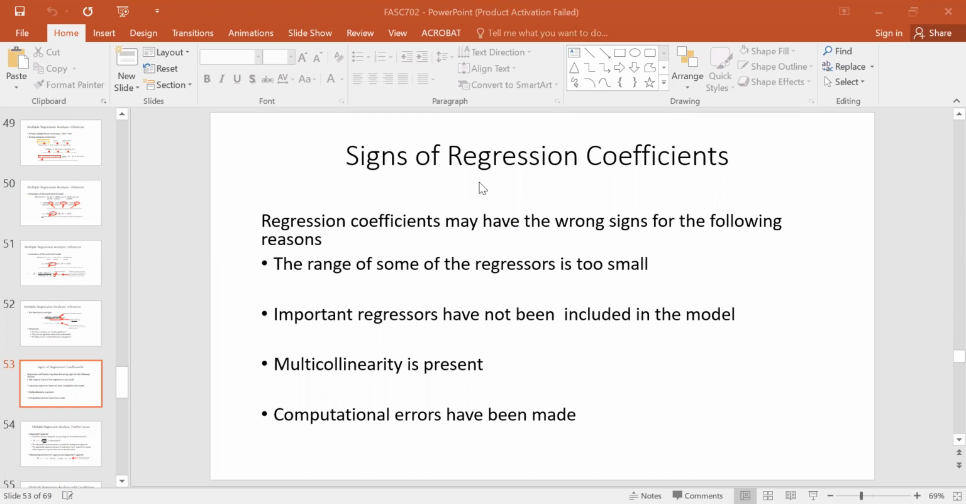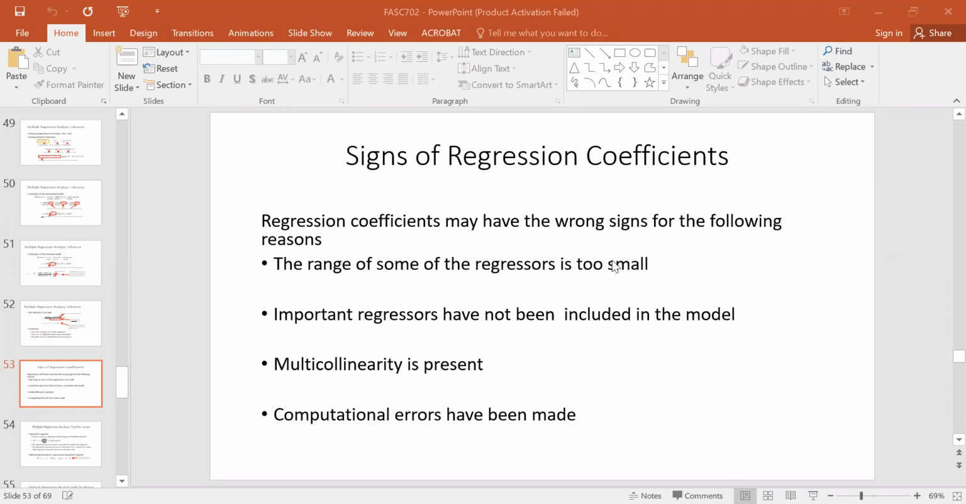So that's what I mean by regression coefficient having a wrong sign. The coefficient may have the wrong sign if the range of some of the regressors is too small. I've talked about range here, right? If you want to explain the impact of education on people's salary or wages, you need some variation in the education data. So if your regressor doesn't vary much, the range is too small, it could cause that. It causes you to have a negative sign, or a wrong sign.